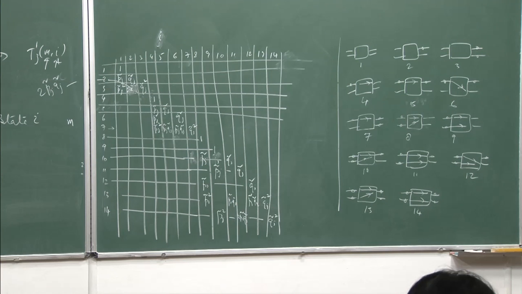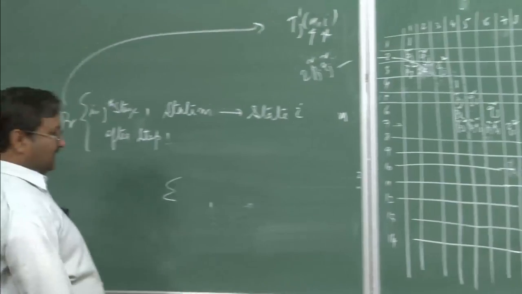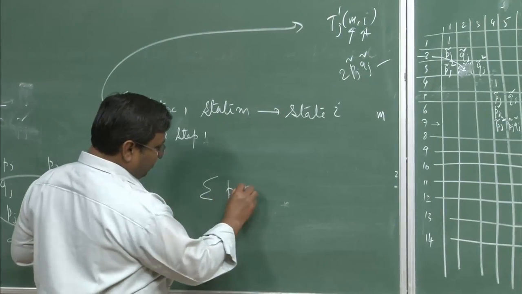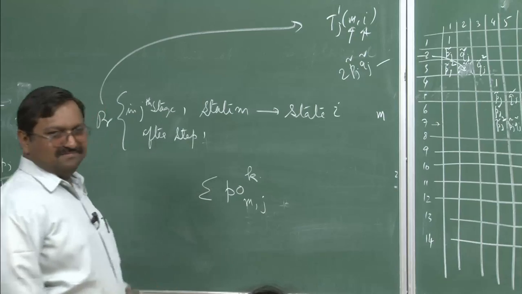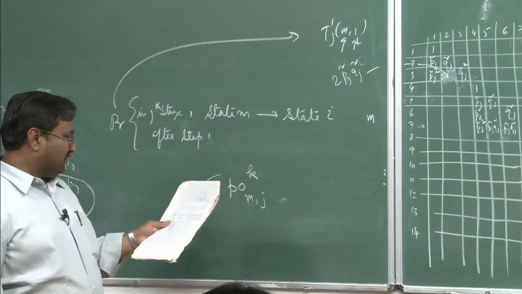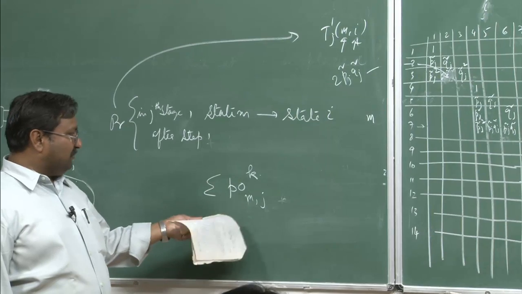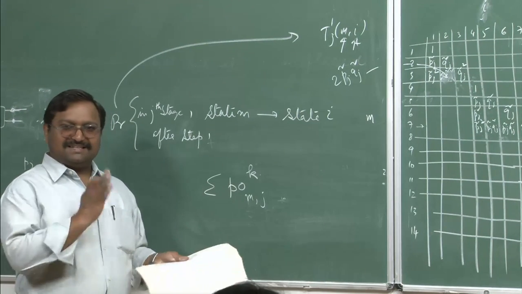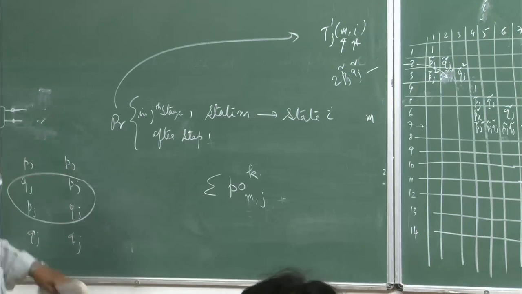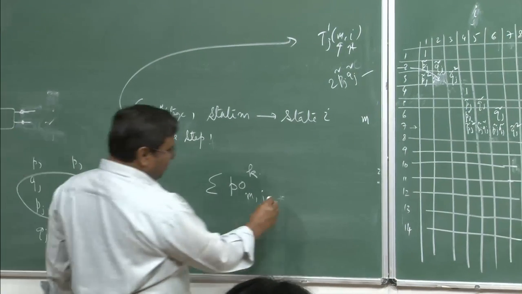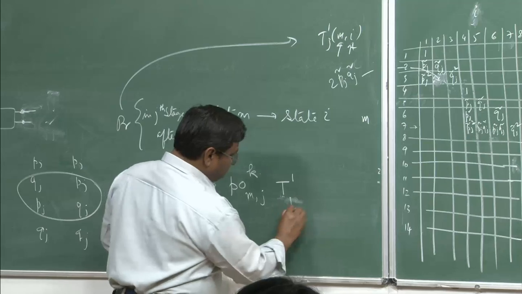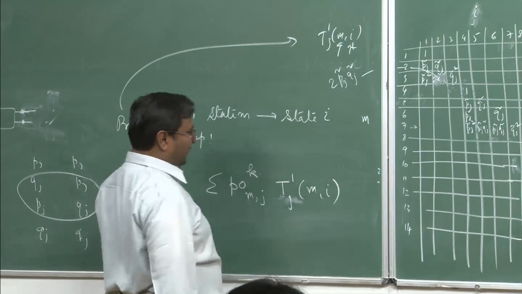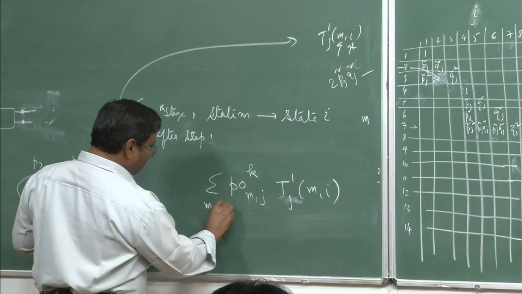Similarly, you can draw the transition matrix for after step 2. Now, important thing, if you have this, okay. So, after 0 step, you know the probabilities. This basically is the beginning of the slot. Okay. You can multiply it by now transition probabilities after T1, sum over all probabilities.